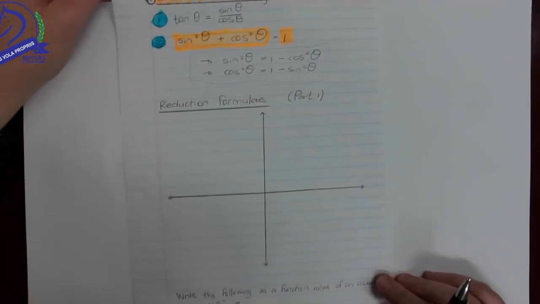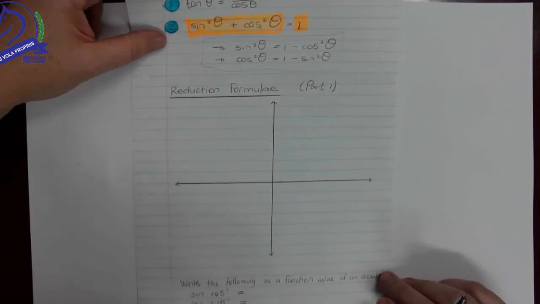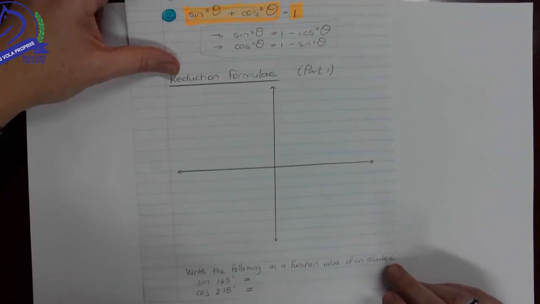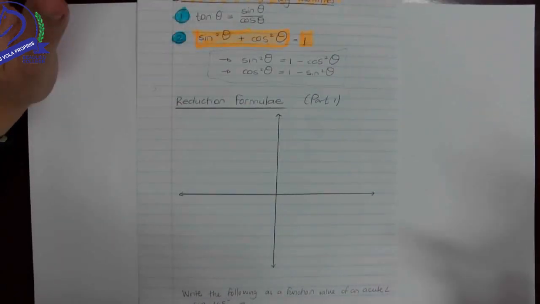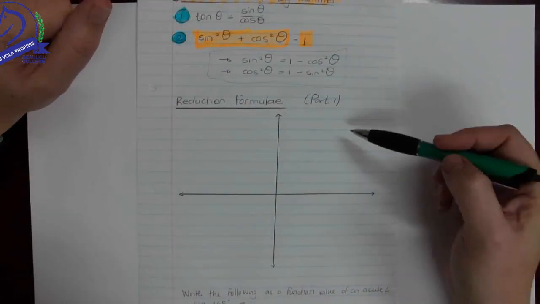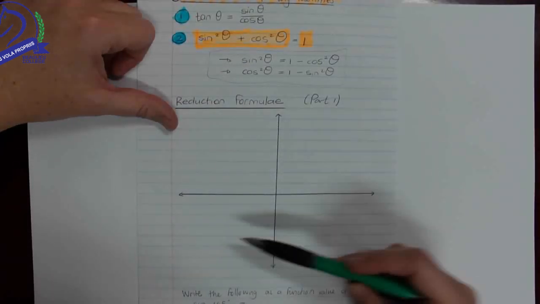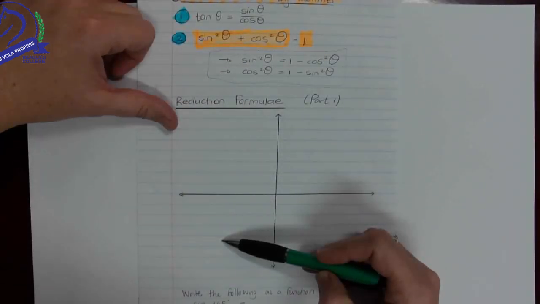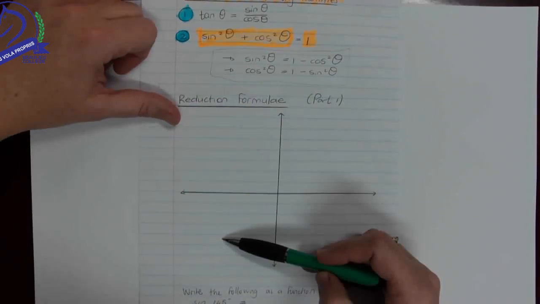Right, so we are today going to look at your Cartesian plane, and we've always referred to it as the CAST diagram, and we have spoken about all of them being positive. Sine is positive here, cos is positive here, and tan is positive there. But today we are also going to expand it, and we're going to do something called the reduction formula.